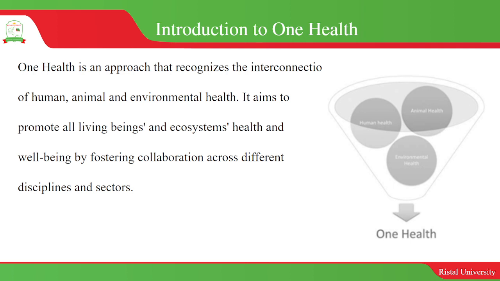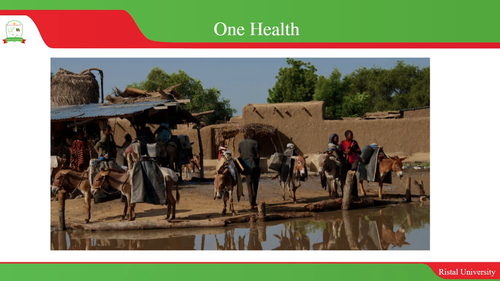So this interconnection is what is actually emphasized in One Health: that human health does not exist in isolation, but is interconnected with animal health and ecosystem health, or environmental health. Each impacts on one another in different ways, through different mechanisms. The picture that you see on your screen depicts the interconnection of the three domains: the animals, the humans, and the environment.